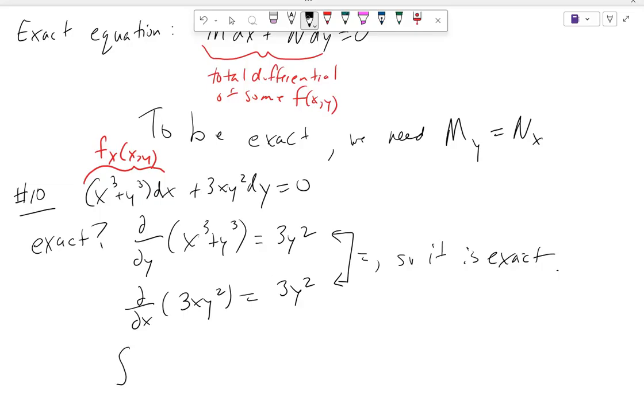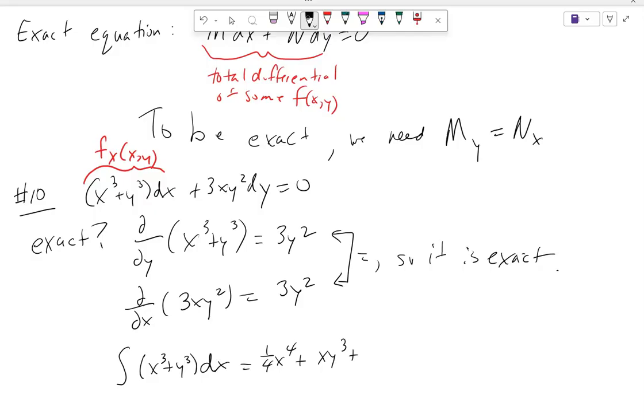So we'll take the integral of x cubed plus y cubed dx. Remember, again, we're treating the y as a constant here, right? Antiderivative for x cubed will be 1/4 x to the 4th. Good. And antiderivative of y cubed with respect to x is what? Xy cubed. Good.